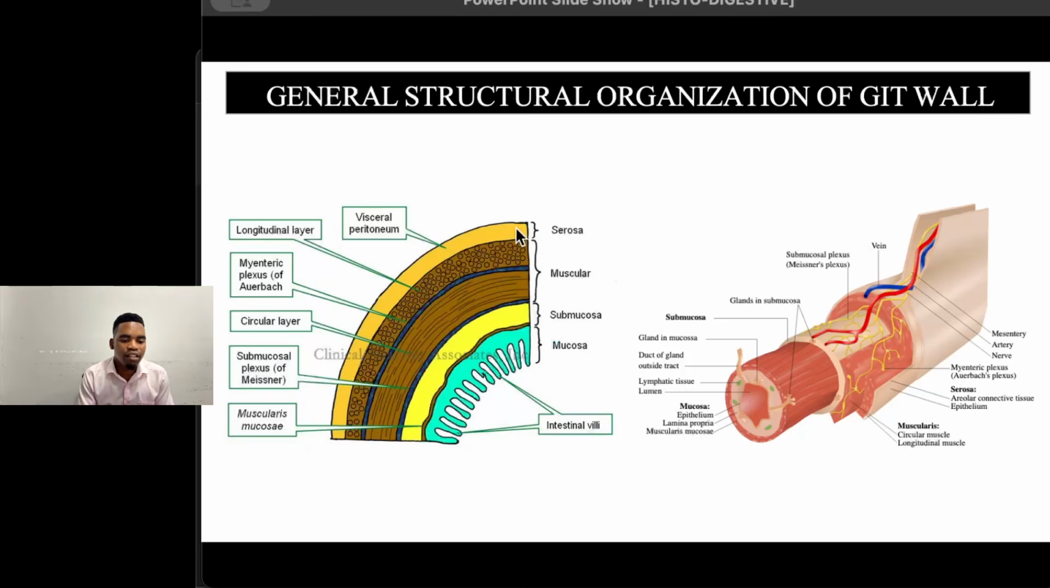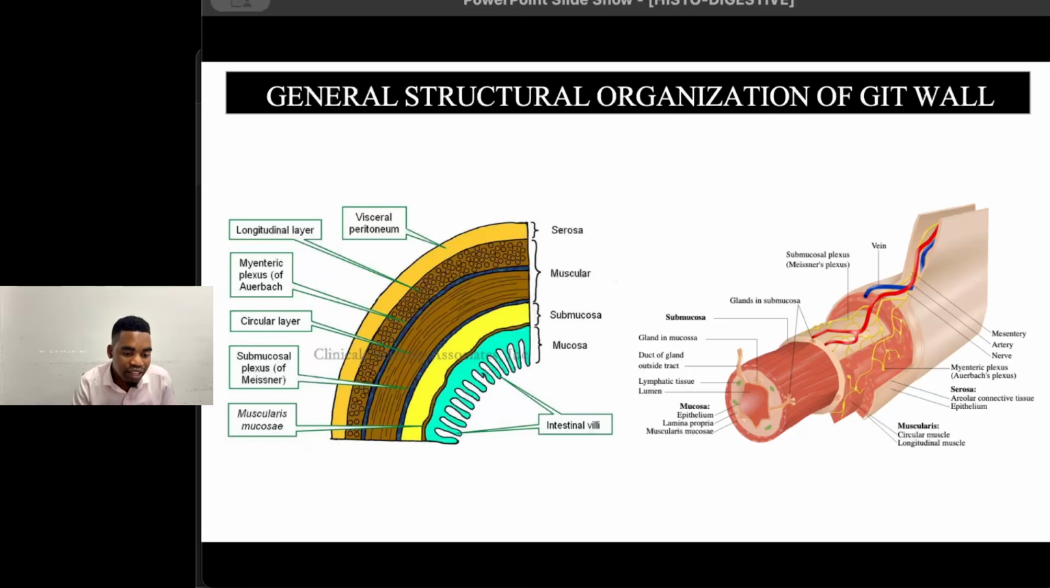And then next we have the muscular layer, which is called the muscularis externa. The muscularis externa has two important muscles arranged in two fashions. The inner one is called the inner circular muscle, and the outer one is called the outer longitudinal muscle of the muscularis externa.